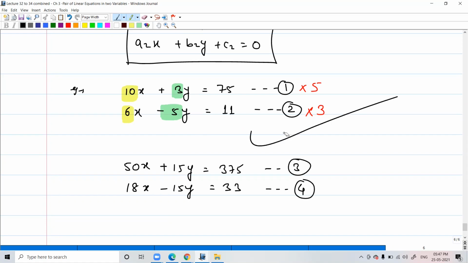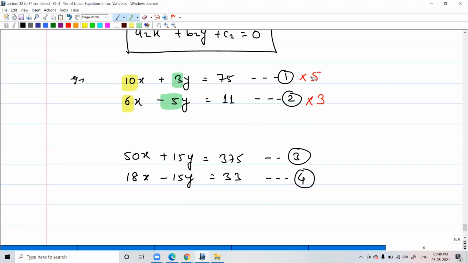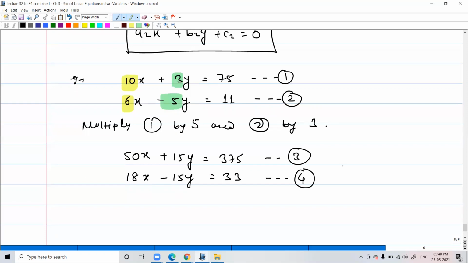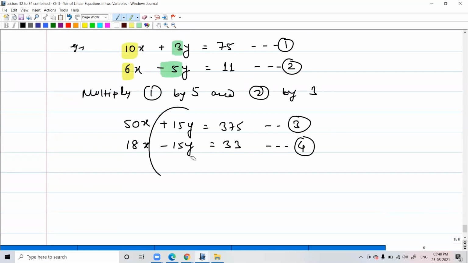So now forget about the first equation and second equation as of now. This is not how you will write in your paper. How we should do it is: multiply 1 by, what did we multiply? 5, right? And 2 by 3. That's how we write it, and we get these two equations. Now it's very easy to eliminate the y term. All we have to do is just add the third and fourth equation, right? So adding 3 and 4. That is how you can write it.